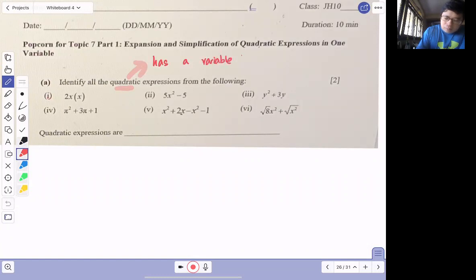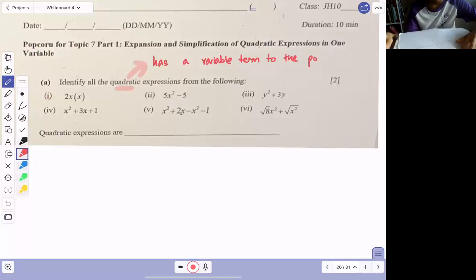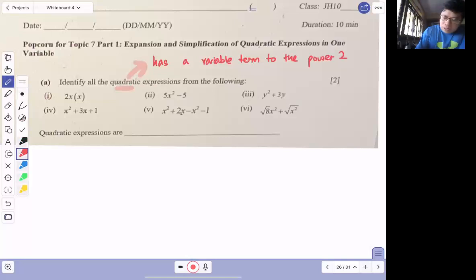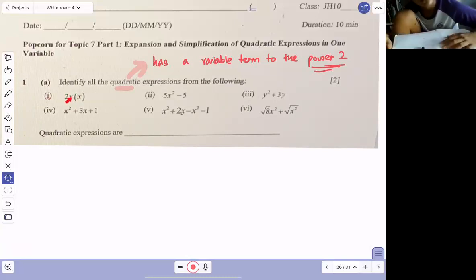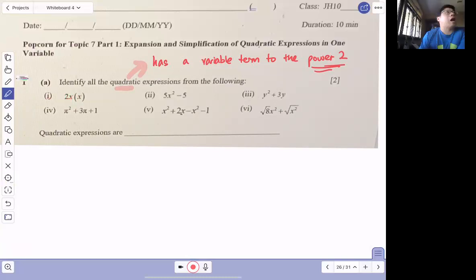It has a variable term to the power 2. Or it must have a variable term that goes to the power 2. Okay so far? So if we look at, for example, the first one, does it have a variable term to the power of 2? You can see that it's x times x, right? So the first one is 2x squared. Yes, correct. So the first one, yes.